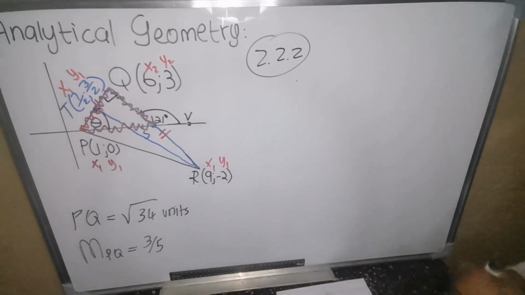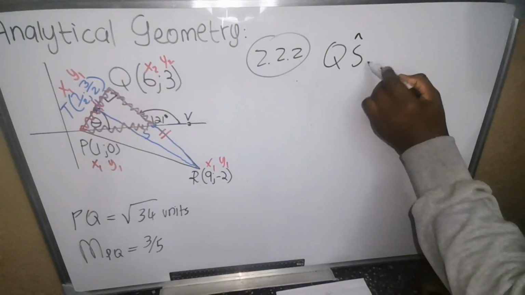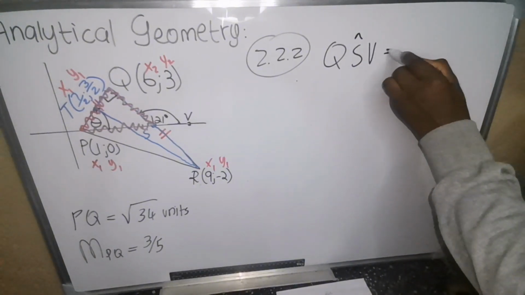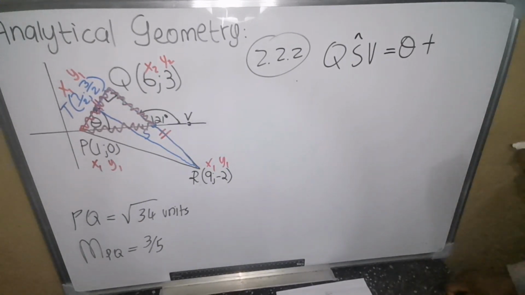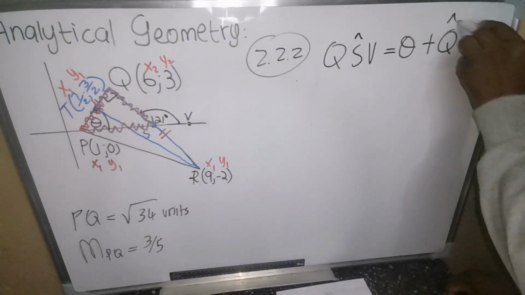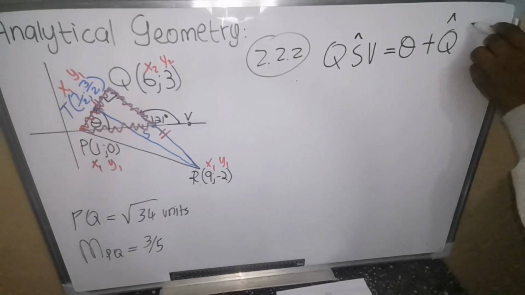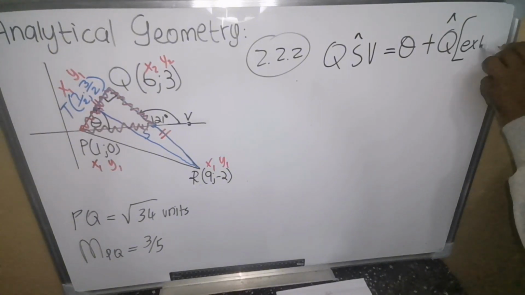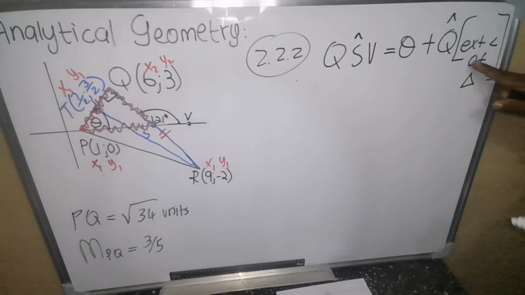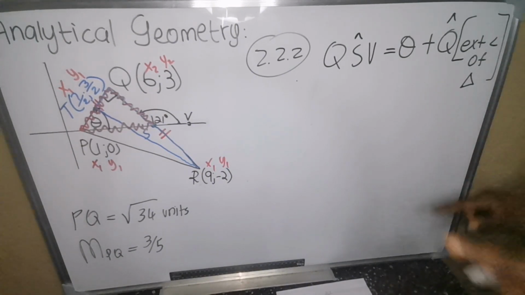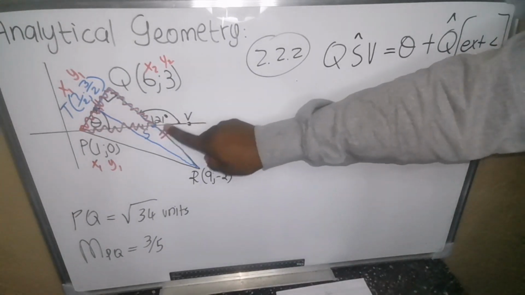Which means this angle 121, angle QSV, is equal to theta plus angle Q. Why are we saying QSV is equal to theta plus angle Q? Because of what? The exterior angle of a triangle. This is the reason: the exterior angle of a triangle is equal to the sum of the opposite interior angles.